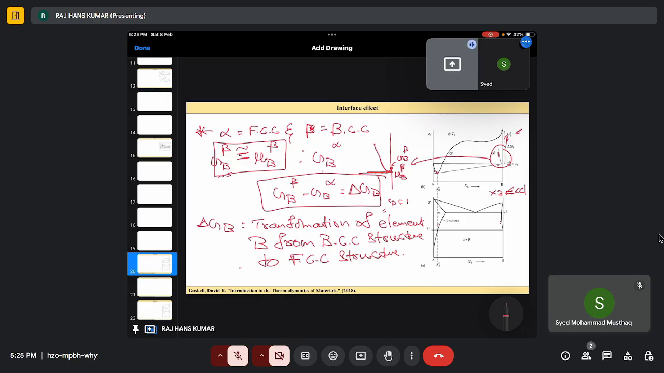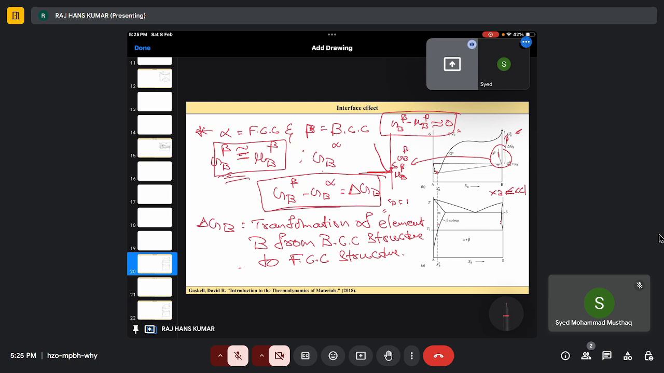And this point, this extremity will be my GB beta. Now what did I say? Because the solubility is very low, this gap can be considered negligible, which is GB beta minus mu B beta is approximately equal to zero. This is my first assumption here. From there, we arrive to this, right?